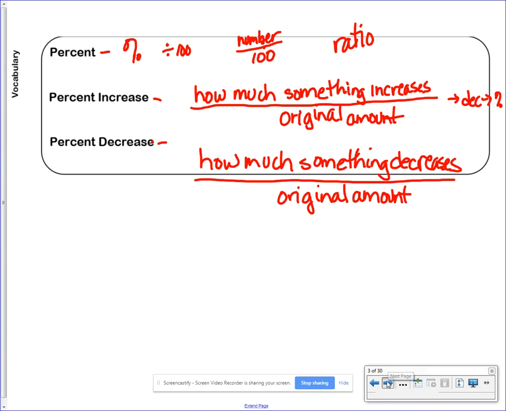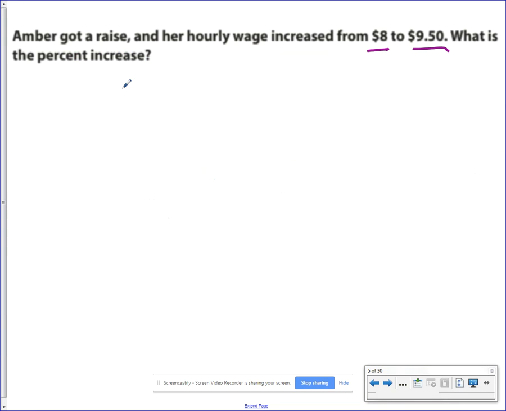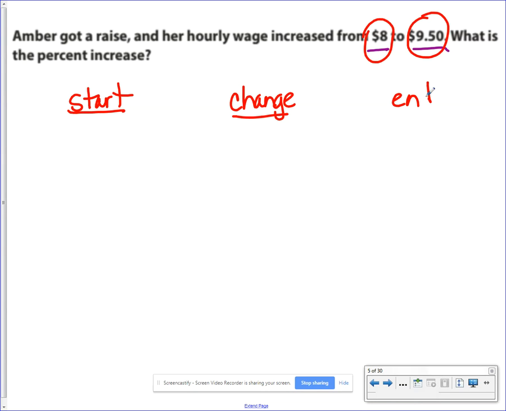So let's run through some examples. Okay, here we go. Amber got a raise and her hourly wage increased from $8 to $9.50. What is the percent of increase? Here's how I like to tackle these. Okay, here's my starting number. Then I have some kind of change, and then I have an ending number. Okay, so this time I knew I started at 8, I ended at 9.50.